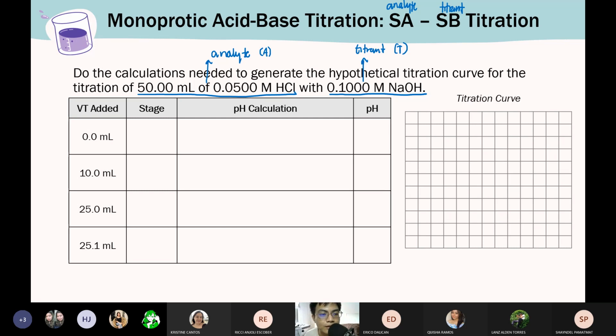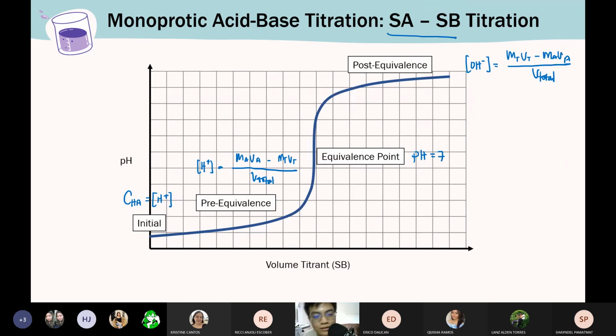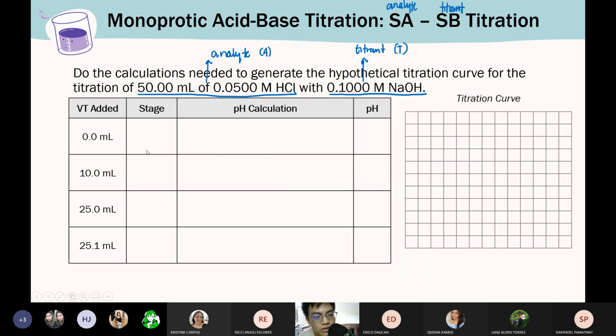Gagawin natin is, diba, remember, kada iba-ibang volume ng titrant, iba-iba yung stages natin, diba? Dito nga yan, no? Kapag wala ka pang in-add na titrant, initial stage yon. Pero pag nag-add ka na, so it could be pre-equivalence or post. The question is, asan dyan yung pre-equivalence pati yung post? Diba? Kailangan may label yung volumes. Itong 0 ml, alam ko initial yan. Obvious naman eh. Okay, initial yan. Kasi wala ka pang in-add na titrant.